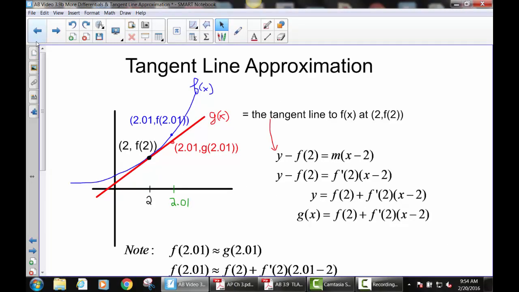If you forget the formula, basically what you're doing is this. If they say approximate f of 2.01, you're going to find the equation of the tangent line to the graph of f of x at 2, the prettier number close to 2.01. Then, once you have the equation of that tangent line, you're simply going to evaluate what the y value on that tangent line is when x equals 2.01. And what you'll get is this height, which is approximately the height you're looking for.